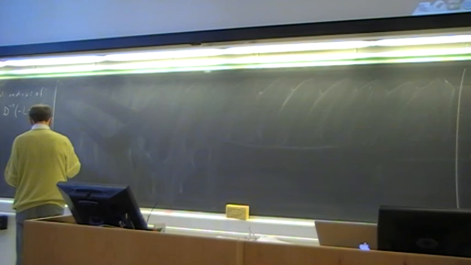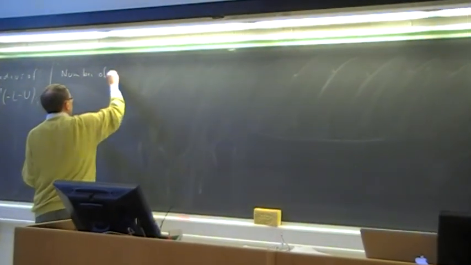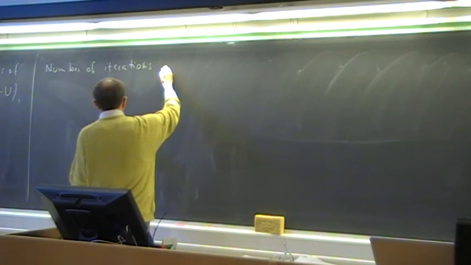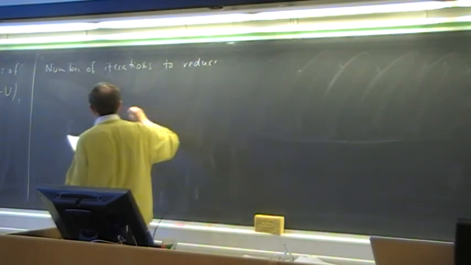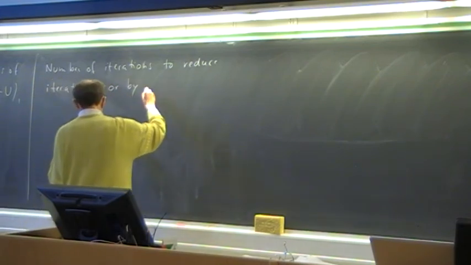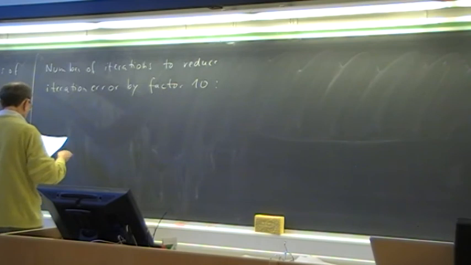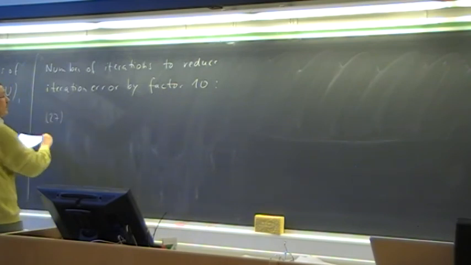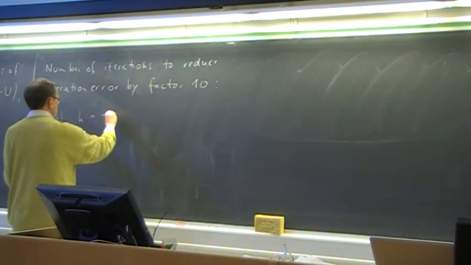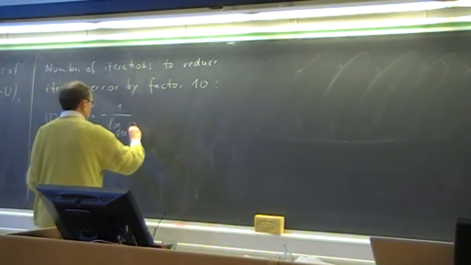So that is, if we want to look at the number of iterations, that would be then we have a general formulation, that would be then k, the number of iterations would be minus 1 over the logarithm, with the standard logarithm with basis 10, of lambda 1.